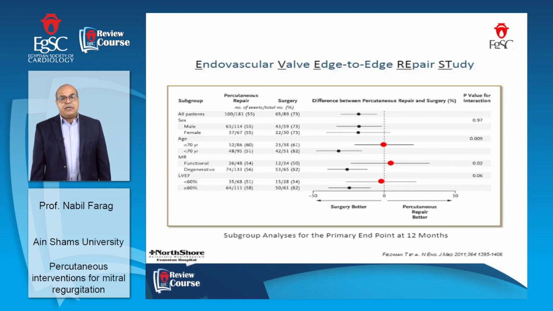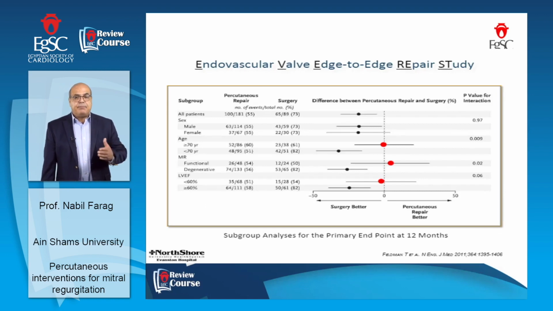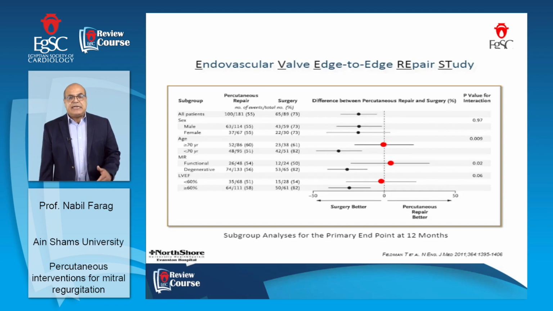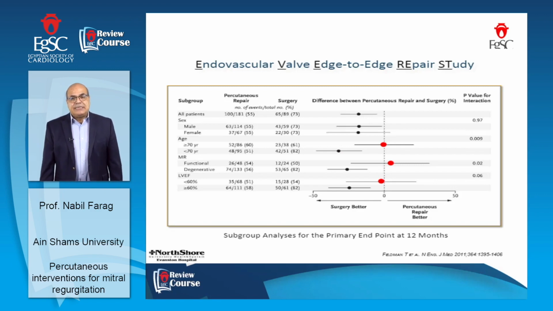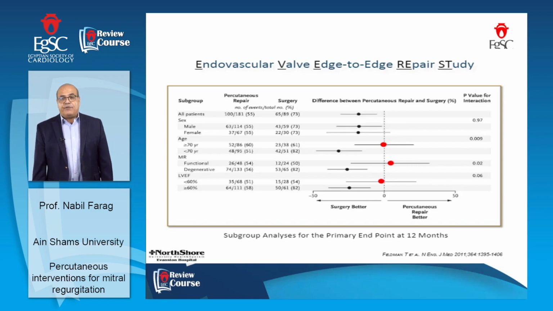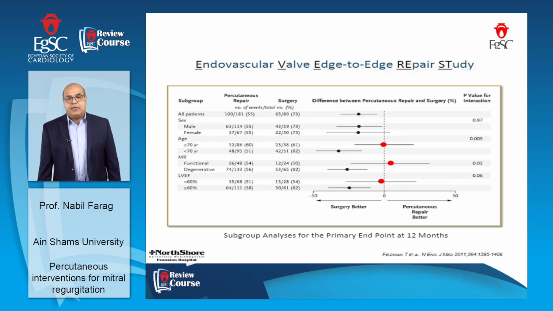And what about the study results? This is the sub-analysis of different groups as regards sex, age, mitral regurgitation being functional or degenerative, and left ventricular ejection fraction. They found that the best subgroups are those who are 70 years or older as regards age, those who have functional mitral regurgitation over degenerative mitral regurgitation, and those who have an ejection fraction of less than 60%. This subgroup of patients did exactly the same as surgery, and there was no difference between both groups as regards this sub-analysis.